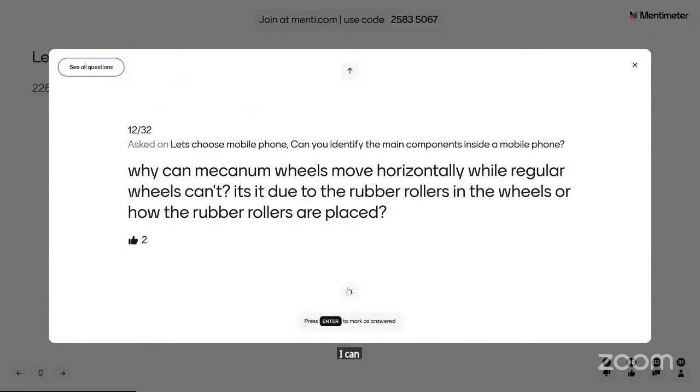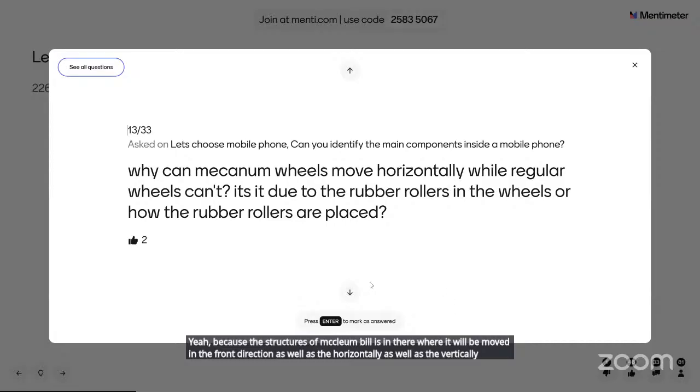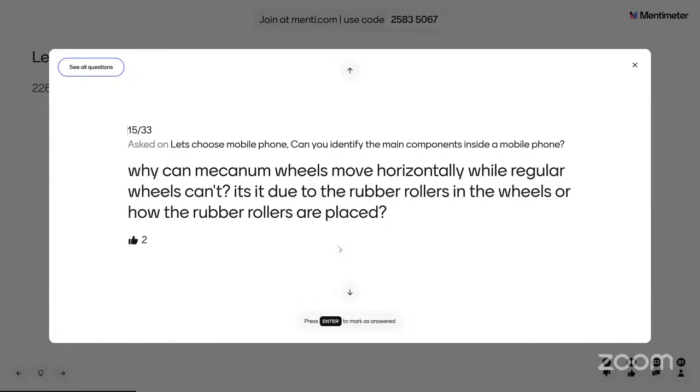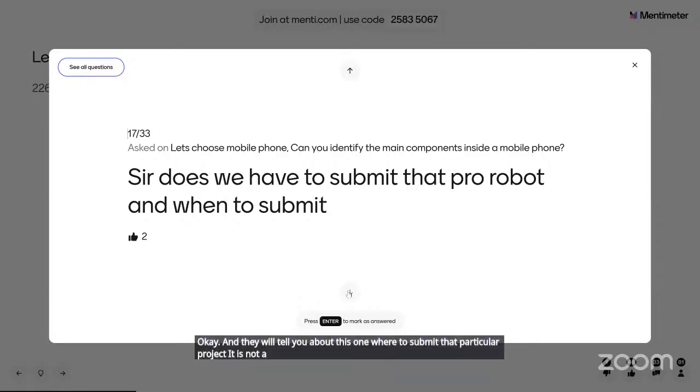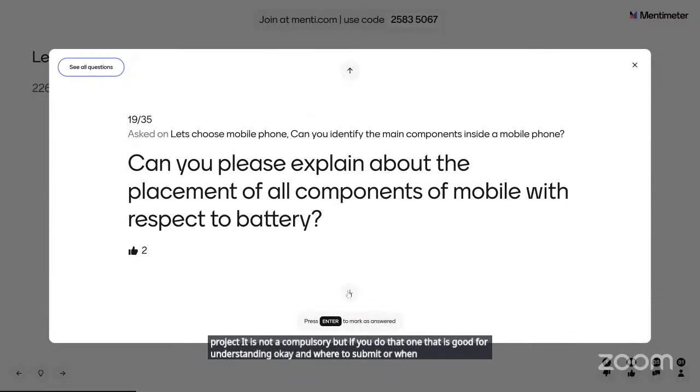Why can a Mecanum wheel move horizontally while regular wheels can't? Yeah, because the structure of the Mecanum wheel is such that it can move in the front direction as well as horizontally and vertically. Yes, it is due to the rubber rollers. That all will be discussed when you take the next week's session. They will tell you where to submit that particular project. It is not compulsory, but if you do that, it is good for understanding. And where or when to submit, they will tell you.